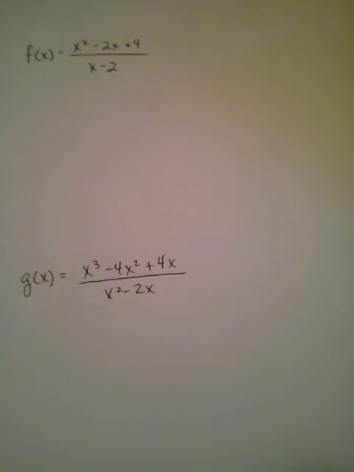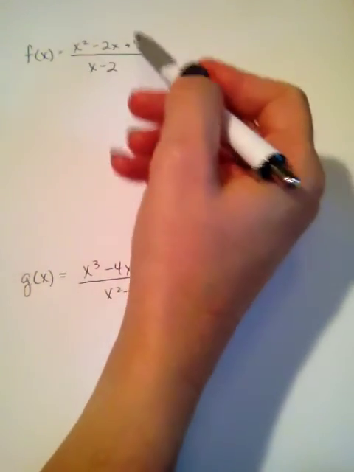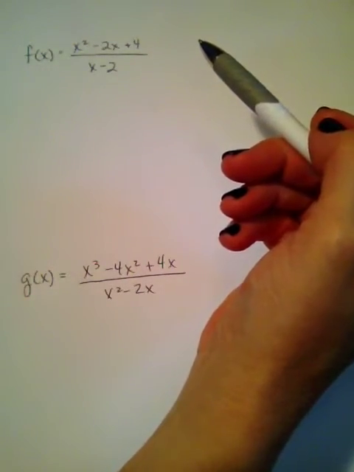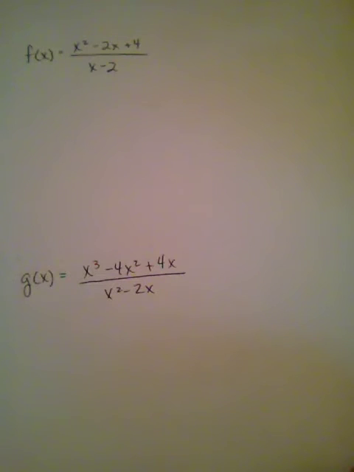For this video, we're looking for oblique or slant asymptotes. And as you read in your notes, it says that if in a rational function, so we have a polynomial divided by a polynomial with no common factors, if the greatest power of x in the numerator is one more than in the denominator, the function will have a slant asymptote.